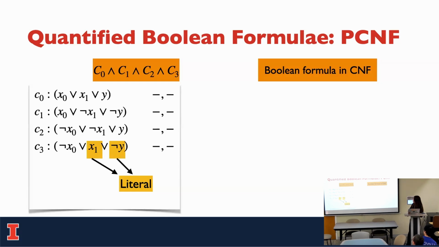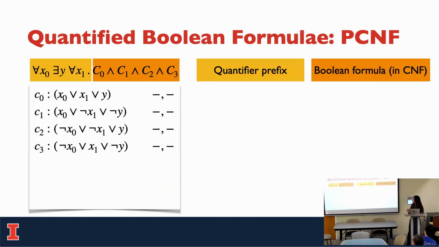And a QBF in PCNF adds one prefix before the formula. So in this example, we have the prefix. It reads as: for all x0, exists y, for all x1, does this formula hold or not? Since, as you can see, we only have the variables x0, x1, and y, all variables are quantified. So this formula can be either true or false. It's not satisfiable or unsatisfiable. This formula can be either true or false because all variables are quantified. Okay.